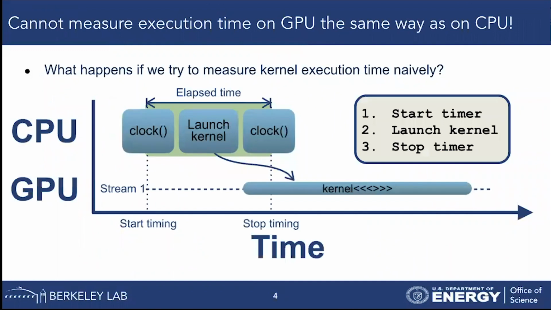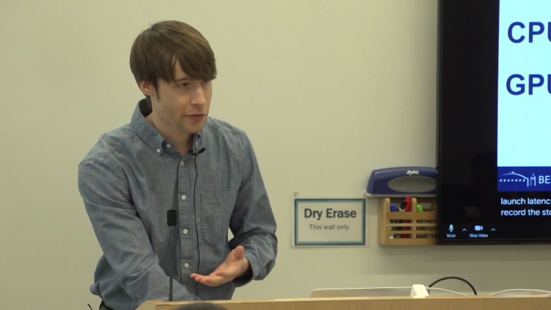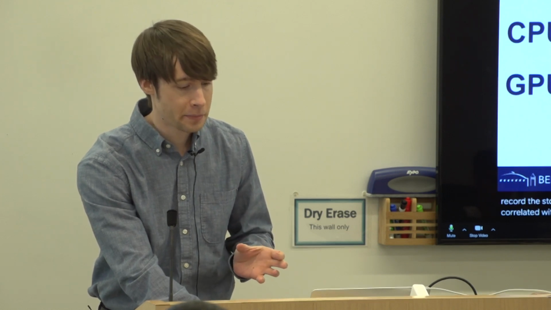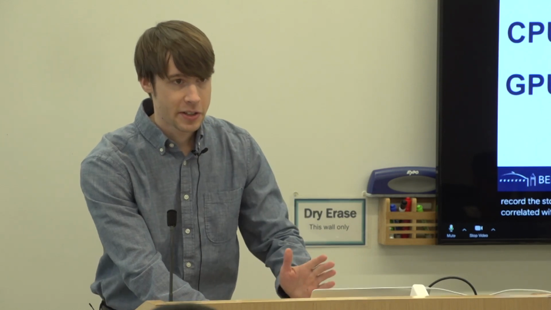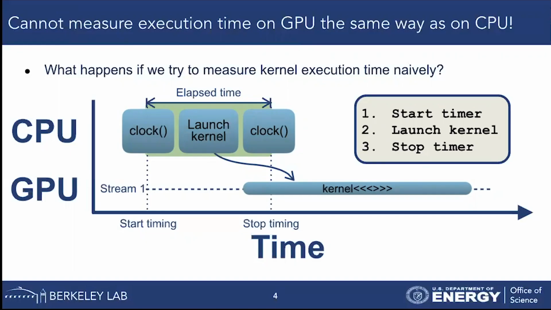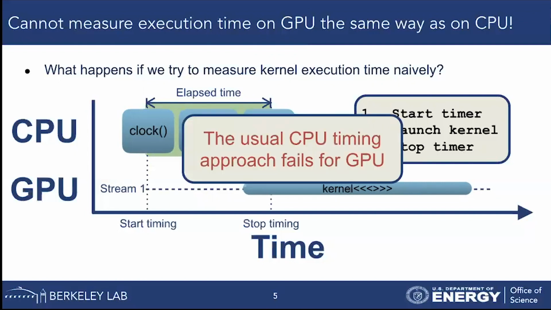For people who are familiar with GPUs, you know that all we're measuring here is the launch latency. This is what I'm showing in the diagram. We record our start time, launch a kernel, and then we record the stop time. All we've measured is how long it took to launch the kernel. This is, of course, not at all correlated with how long it takes to execute the kernel on the GPU. And so this highlights a feature that complicates measuring the execution time of kernels on GPUs. Okay, so the traditional approach fails.